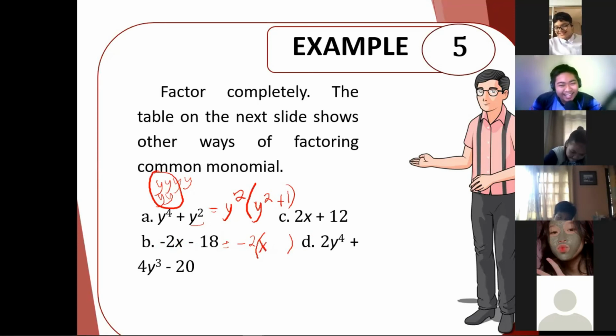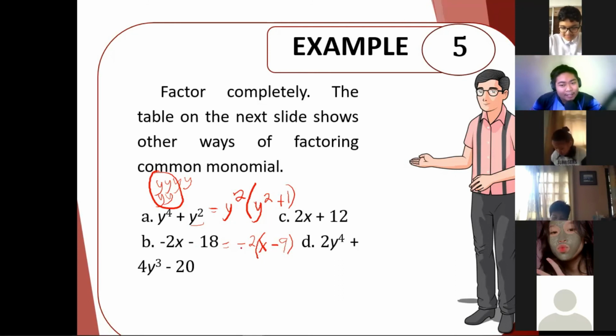Okay, how about the other one? Negative 18 divided by negative 2, negative 18 divided by negative 2 is positive 9. There's no x na. May x ba sa 18? No. Therefore, the answer would be negative 2 times x minus 9.